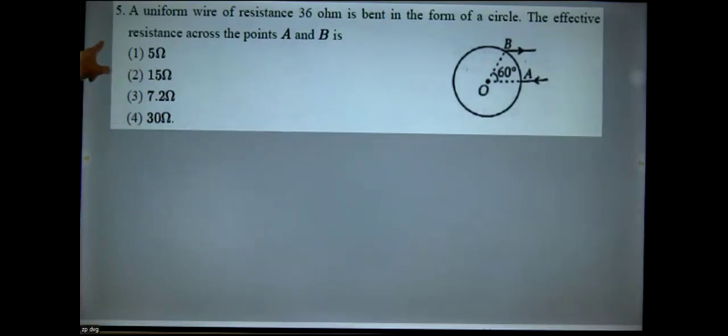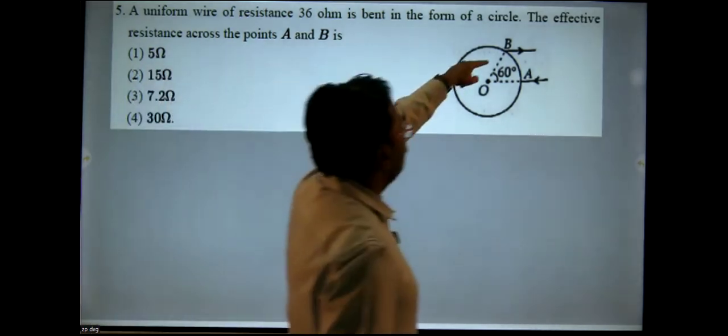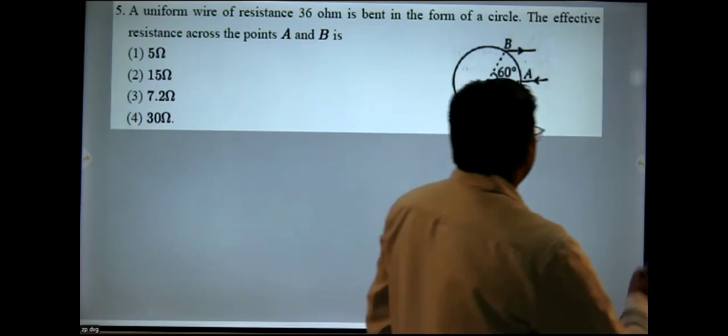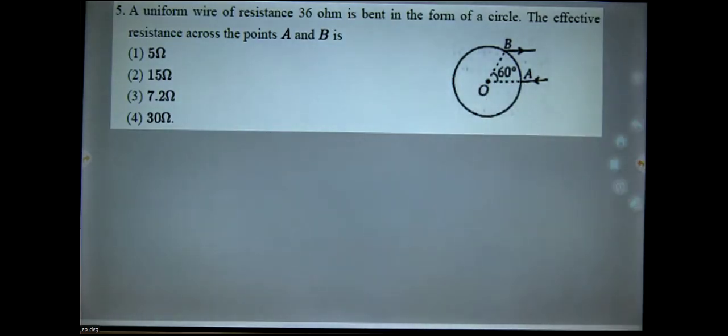This question nodi, a uniform wire of resistance 36 ohm is bent in the form of a circle. The effective resistance across points A and B is, what is the effective resistance between these 2 points? A ಮತ್ತೆ B ಮಧ್ಯ effective resistance ಏನಿರುತ್ತೆ? That's the question. So let's find out what is the answer.